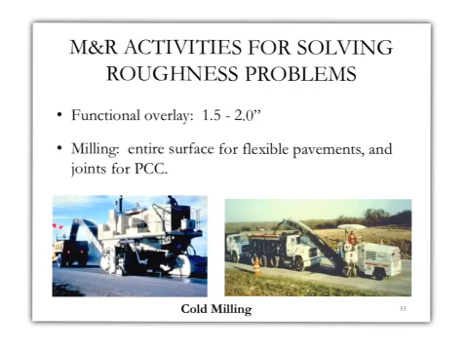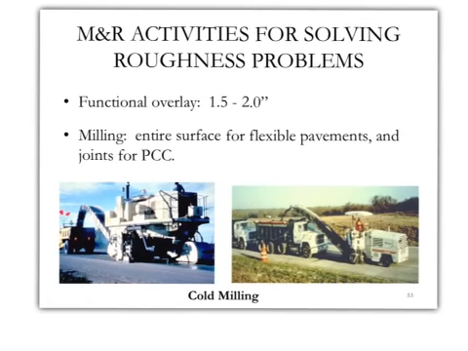and that's why the major fix for roughness is really to have a functional overlay, and that overlay is going to be about 1.5 to 2 inches. Sometimes we also do a mill and fill job if we have the chance to do so. So when it comes to flexible pavements, we're going to mill the entire surface, mix it with old materials as well as new materials, and repave it again.